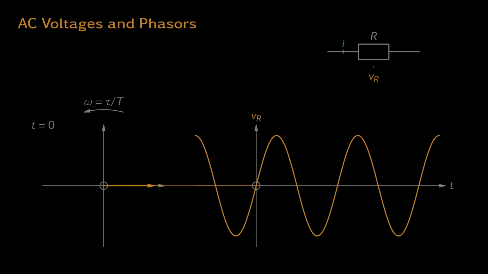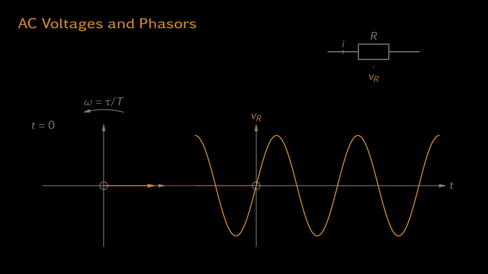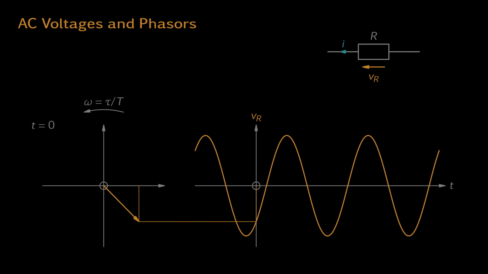So we can go to any fixed point in time, let's say 0. If we imagine the rotation, this fixed arrow describes our sinusoid completely. For example, if we change the arrow's length, we also change the amplitude of the sinusoid. Until now, the arrow happened to point horizontally to the right at time 0. But what if this is not the case?